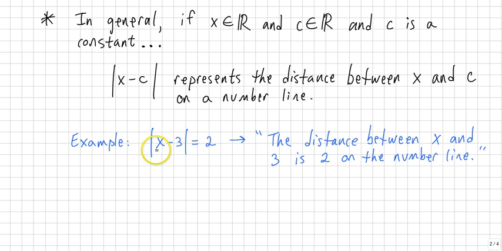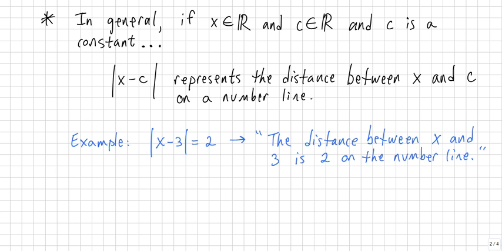So for example, if you have the absolute value of x minus 3 equals 2, one of the equations we learned how to solve in the last section. On the number line, what this represents is the distance between x and 3. So we see that right here. We have the absolute value of x minus 3, so that'd be the distance between x and 3 on a number line. But it equals 2. So the distance between x and 3 is 2 on the number line. Since it equals 2, we actually know the distance between those two numbers on the number line.